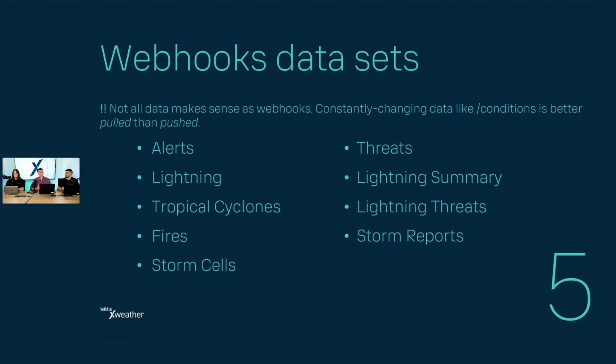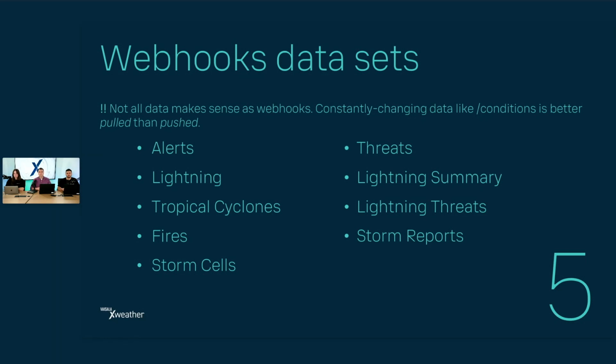Now, where it does make sense to get webhooks data is stuff like alerts, lightning, and tropical cyclones, where generally those things aren't happening, but it's important to be aware of when they do happen or could potentially occur. So the most common use cases or common endpoints we're seeing is with alerts, lightning, tropical cyclones, fires, and storm cells.